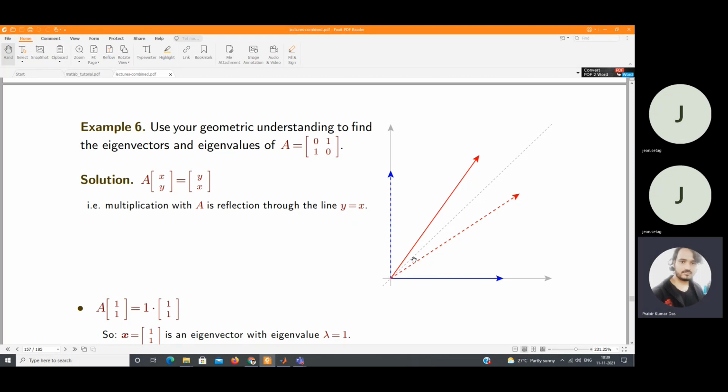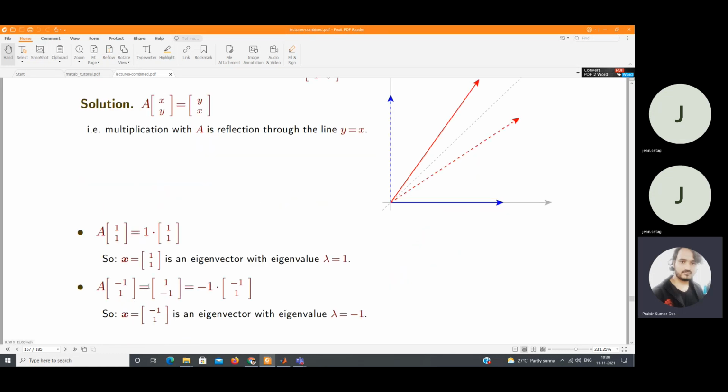And about what line? About the line y equals x, this line, which always moves through the center. So with respect to this line, the vector is reflected, like a mirror reflection. Is its length changed? No, its length is not changed. The same thing here, 1, -1.